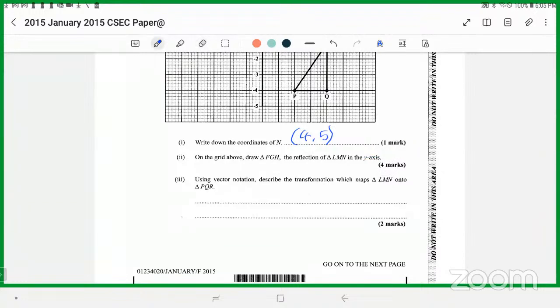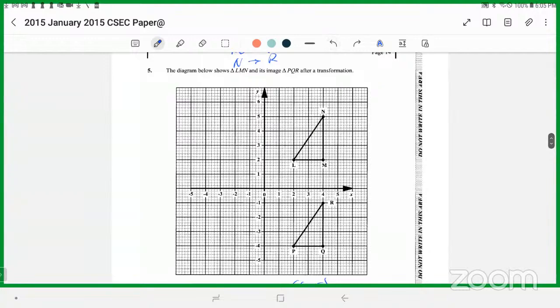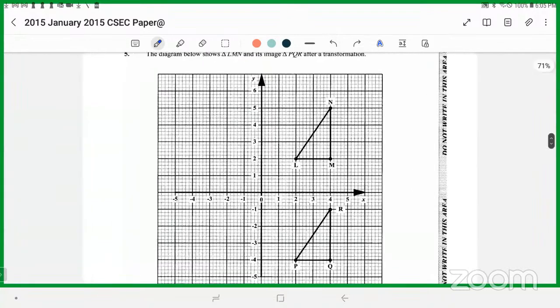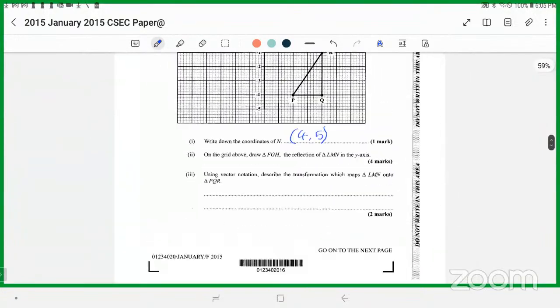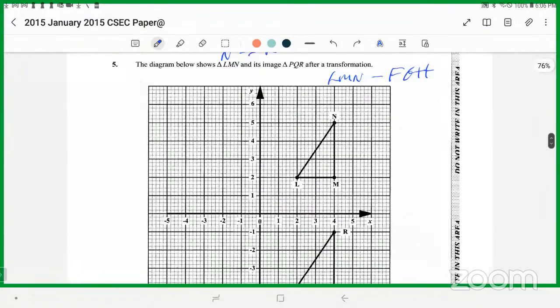All right, so it is LMN. That's the one at the top, right? Reflecting this one over here. Read point by point. So it's LMN to FGH, reflecting in the y-axis. So here, the L first. The L is 2 units from the mirror line, so it's going to go 2 units on the other side, right here. Right here is the point F.